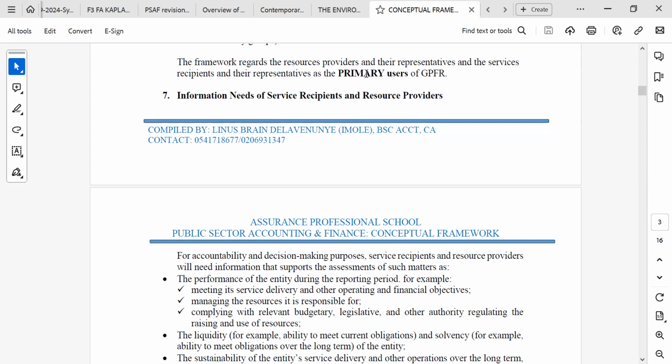And also, we look at complying with relevant budgetary, legislative, and other authority relating to the raising and the use of resources. How was the resource being raised? Are they using their own ways of raising the resources, or are they using guidelines or principles set by law, or approved by parliament? Whenever government wants to raise finances, they will send a bill to parliament for approval. So if you look at the e-levy, although sometimes it is illegal, since parliament is approving, it is now established as a law. So we can't do anything about it.